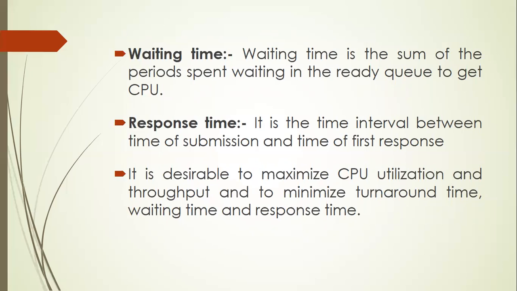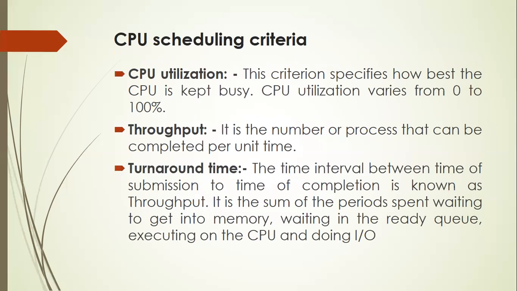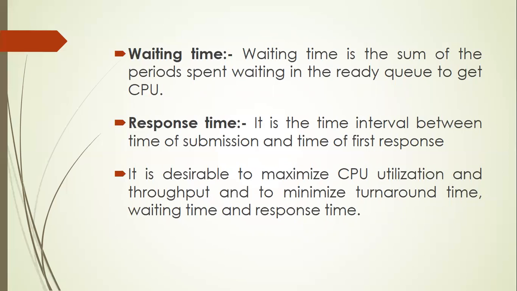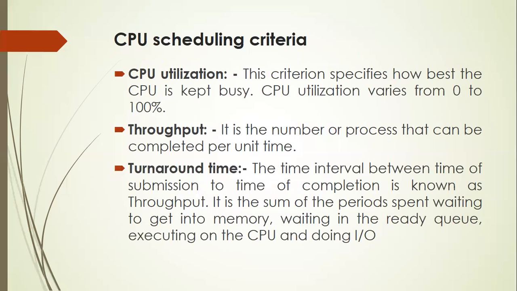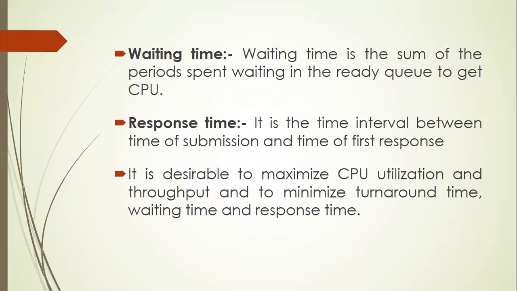So far we have considered 5 major criteria regarding CPU scheduling: CPU utilization, throughput, turnaround time, response time, and waiting time. Out of these, you should always have higher CPU utilization and higher throughput, but less turnaround time, less waiting time, and less response time. The last 3 should be minimum, the first 2 maximum. Such an algorithm is considered the best. So the selection of an algorithm depends on these 5 criteria.